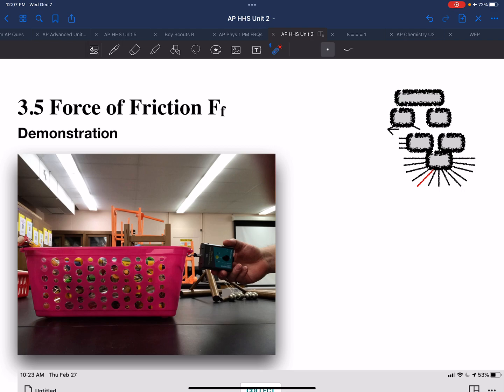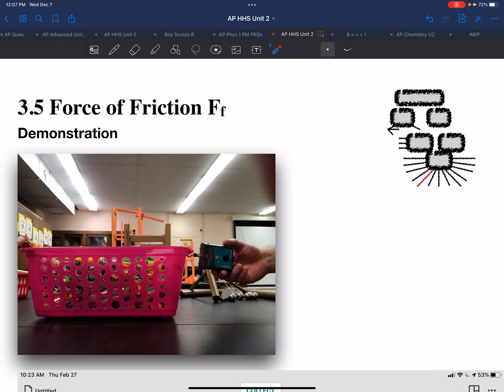What we have depicted here is this crate, like so, and I've attached a force sensor to it. It's called a dual range force sensor. And it measures both tensional forces, the kind we pull, and it also can measure compressional forces if we press on something.